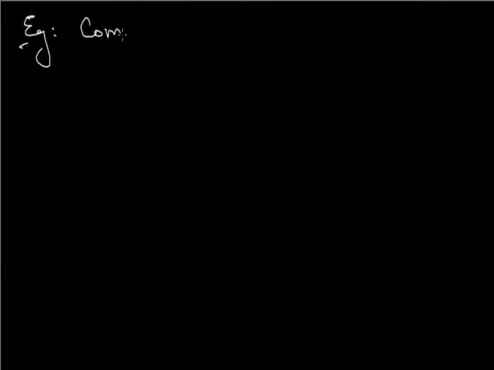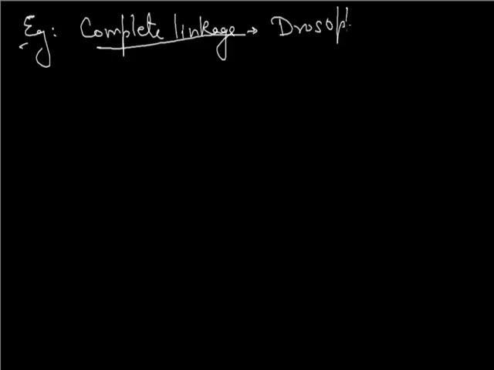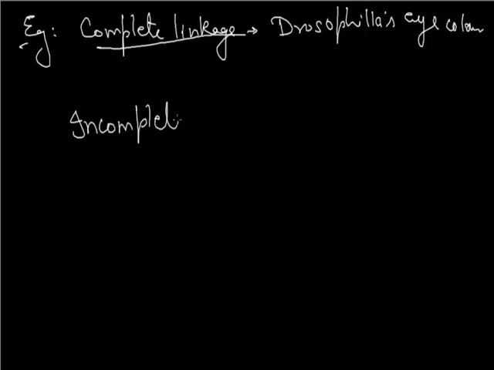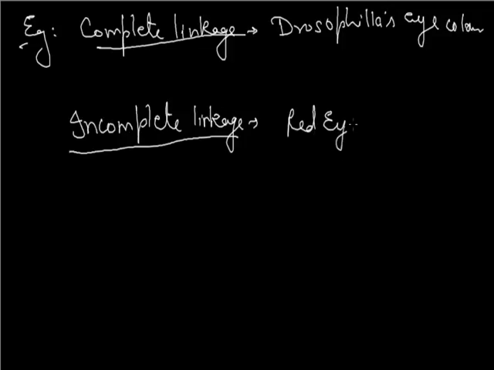An example of complete linkage is Drosophila. Incomplete linkage: red-eyed Drosophila when crossed with wild type Drosophila creates incomplete linkage.